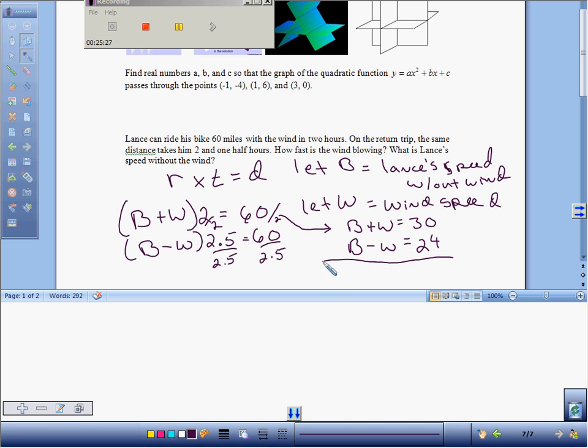And now I solve by elimination. Add those two together, I get 2b equals 54. And so b equals 27 miles an hour, right? And therefore the wind must be going how fast? Because you know that b plus w equals 30 and b minus w is 24. So w must be 3. So the wind is blowing at 3 miles an hour, and he could go 27 miles an hour without the wind. Probably about right for Lance Armstrong.